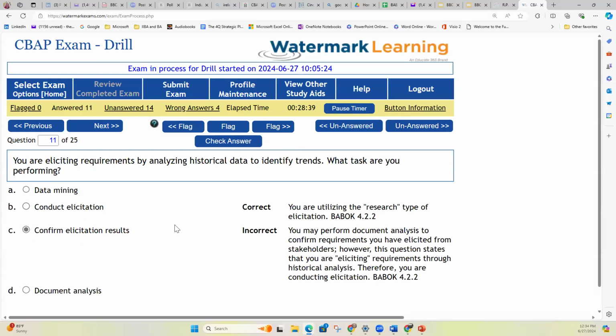For conducting elicitation, you're utilizing the research type of elicitation. Confirming elicitation results, you may perform document analysis to confirm requirements you have elicited from stakeholders. However, this question states that you're eliciting requirements through historical analysis. So it's before you get your elicitation completed. So the correct answer would be conduct elicitation, one of the tasks in this knowledge area.